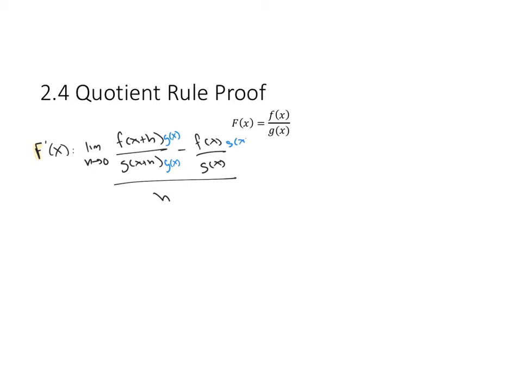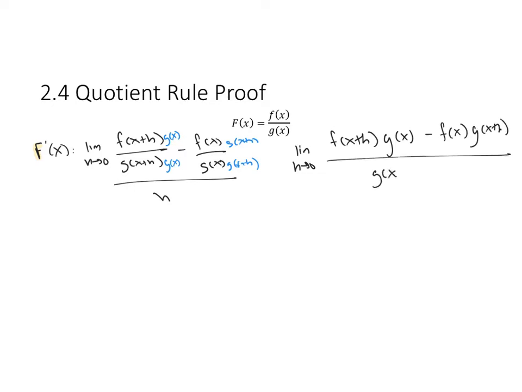And this one is missing the g of x plus h, and again I have to multiply that to the numerator and the denominator. So I'm going to come up with the limit as h goes to 0 of f of x plus h times g of x minus f of x times g of x plus h, all over g of x times g of x plus h, and then that whole thing is divided by h.